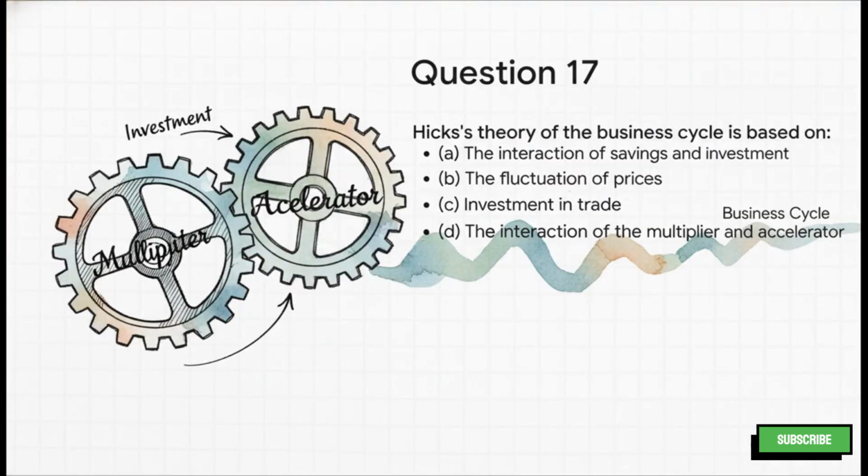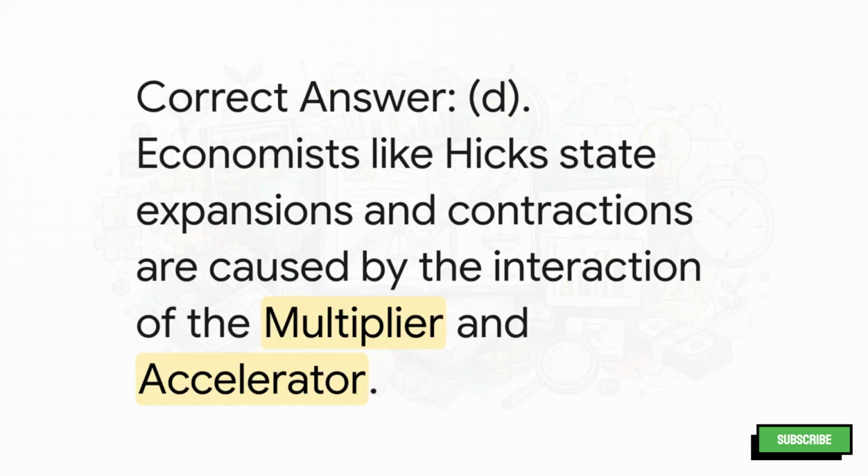Our next question is about Hicks's business cycle theory. What is its foundation? Is it based on the interaction of savings and investment, or on price fluctuations, or is it based on the interaction of the multiplier and the accelerator? The correct answer is D, on the interaction of the multiplier and the accelerator.